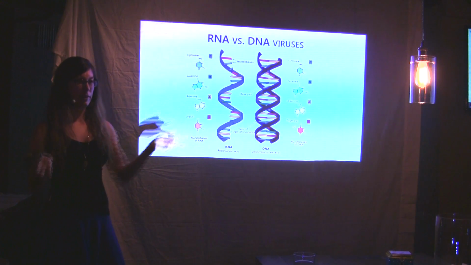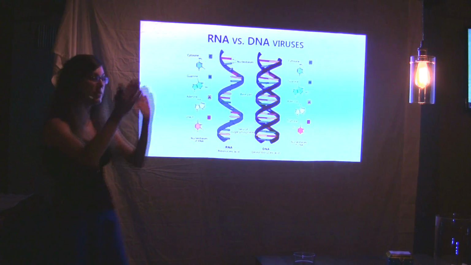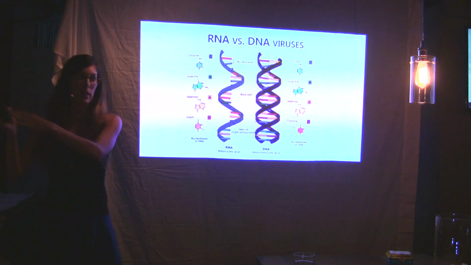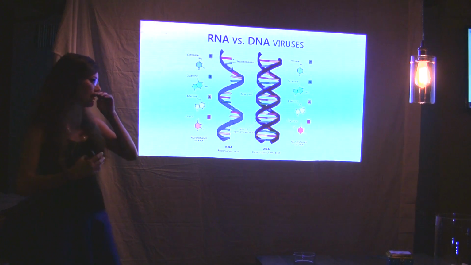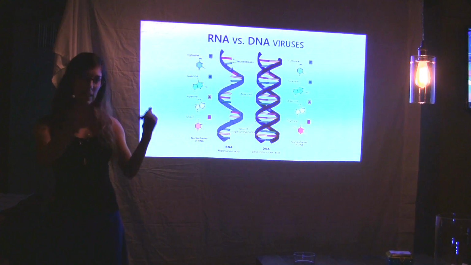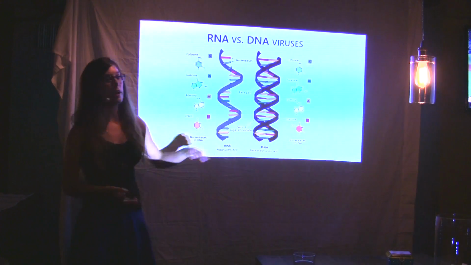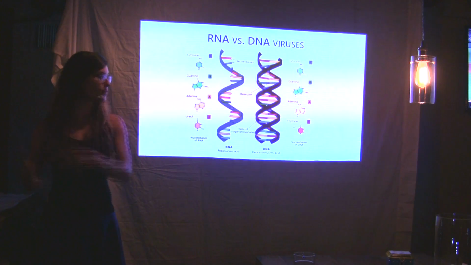Now, if we go back to biology, where we think about the central dogma, within an organism you go from DNA to RNA to protein. And so if this DNA virus gets into your system, it can go DNA, RNA to protein. If an RNA virus gets into your body, it can go RNA to protein.